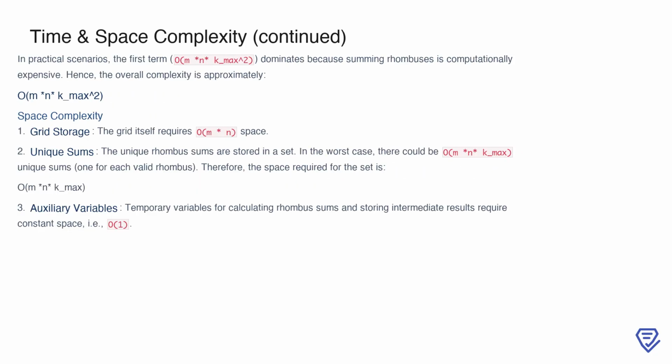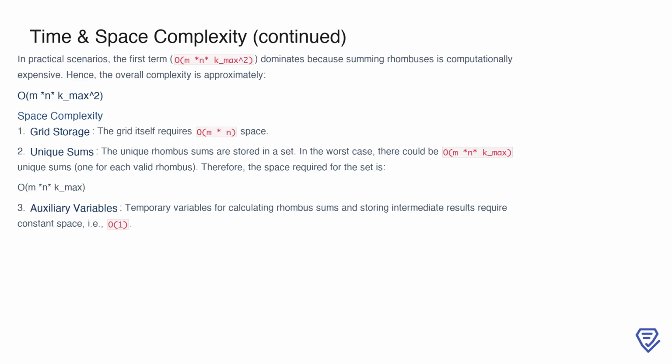In practice, the first term, m*n*k_max², tends to dominate the overall complexity because summing the rhombuses is the most computationally intensive part of the process. As a result, the time complexity is approximately O(m*n*k_max²). Turning to space complexity, the grid itself requires m*n space.